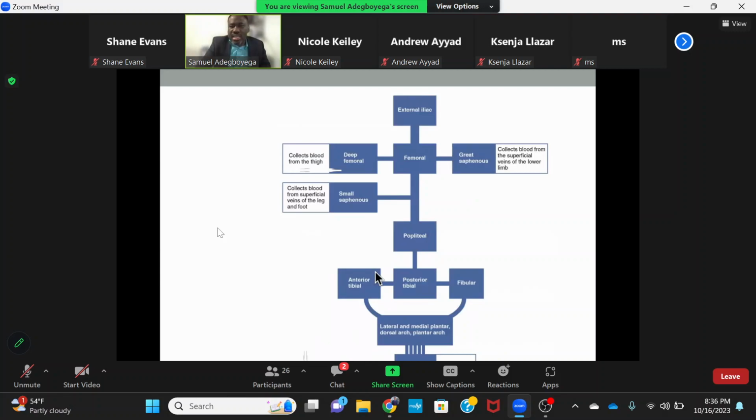But one thing I want to say is the small saphenous vein drains into the popliteal vein. The great saphenous vein drains into the femoral vein. You just should know that. But the rest of it, just go memorize it. You should know how a DVT will travel from the foot all the way to the lungs. Okay, make sure you know that.